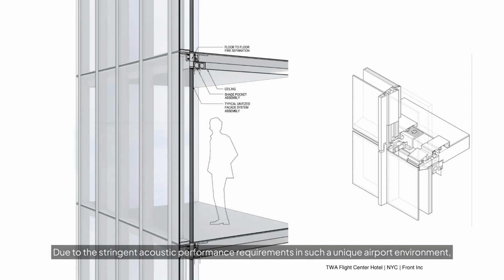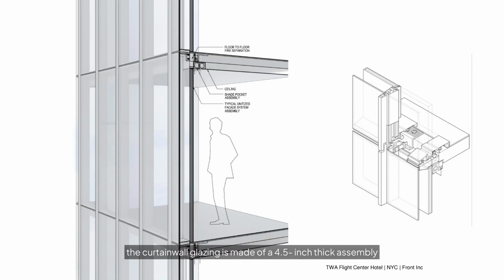Due to the stringent acoustic performance requirements in such a unique airport environment, the curtain wall glazing is made of a 4.5-inch thick assembly consisting of interior IGUs, an air cavity, and an exterior glass panel. This helps with both sound and thermal performance. A thick assembly like this is not standard in most buildings, but near an airport, acoustic protection is key. They likely designed for a high OITC rating to block aircraft noise.